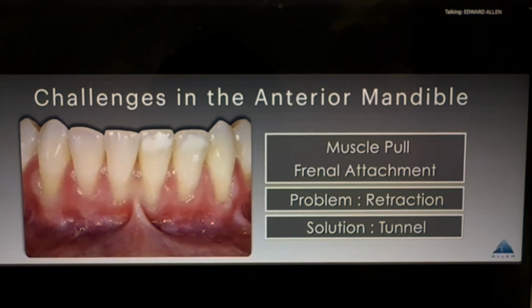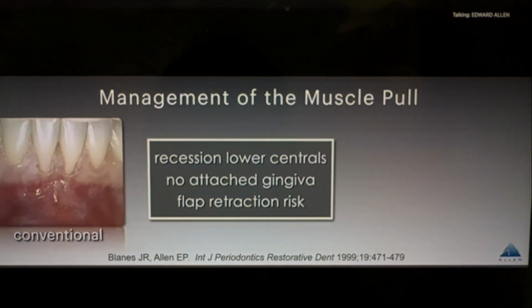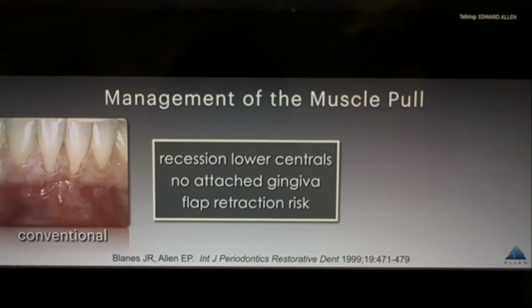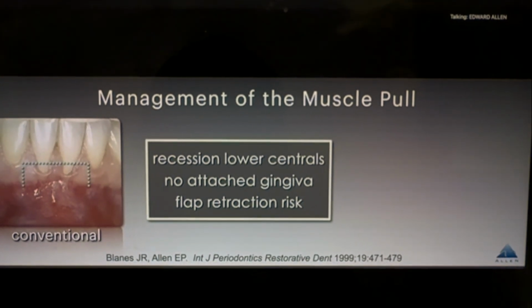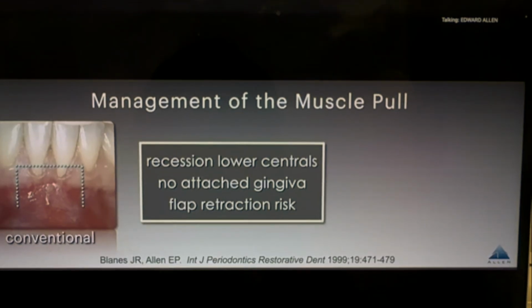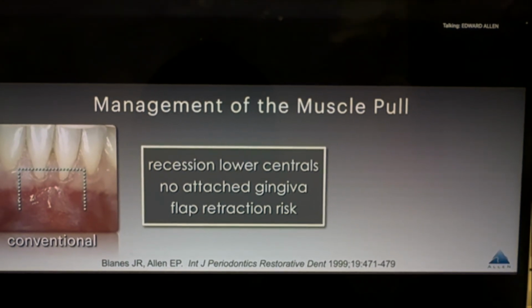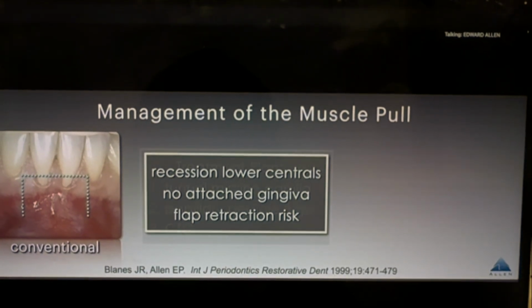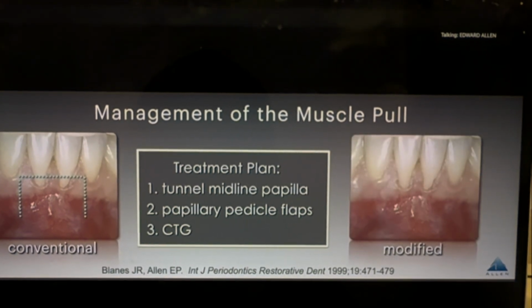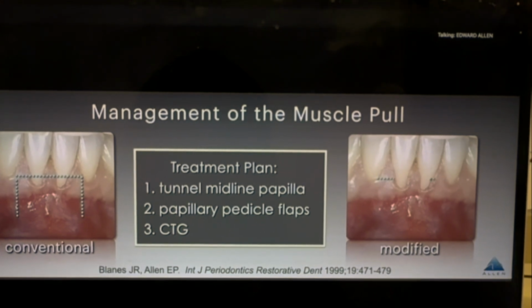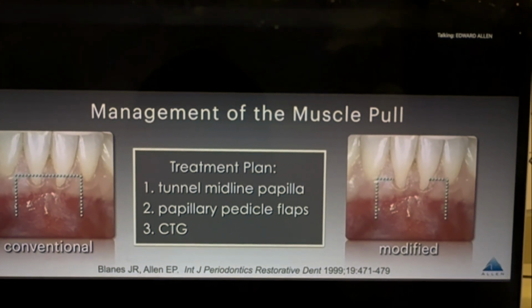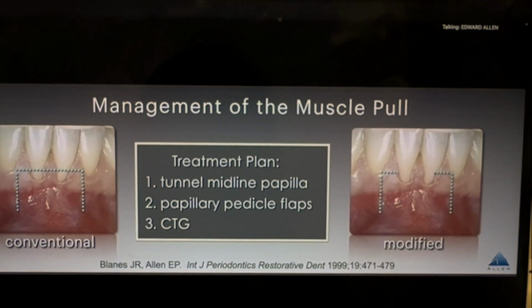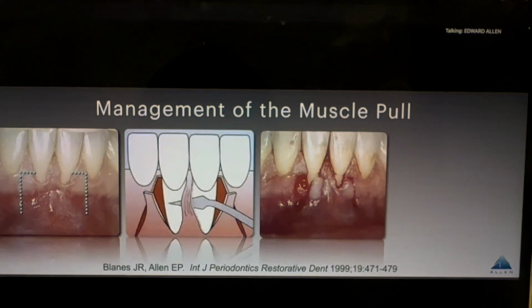The solution is tunnel. So I'll show you the very first one I did, and look at the conventional treatment here first. What we were doing in the beginning was a trapdoor outline, horizontal incision through all the papillae to reflect that tissue, and then put it back over the graft. My plan is to tunnel, to change that technique, to tunnel that midline papilla, and otherwise incisions are very similar, but this allows us to mitigate the tension.